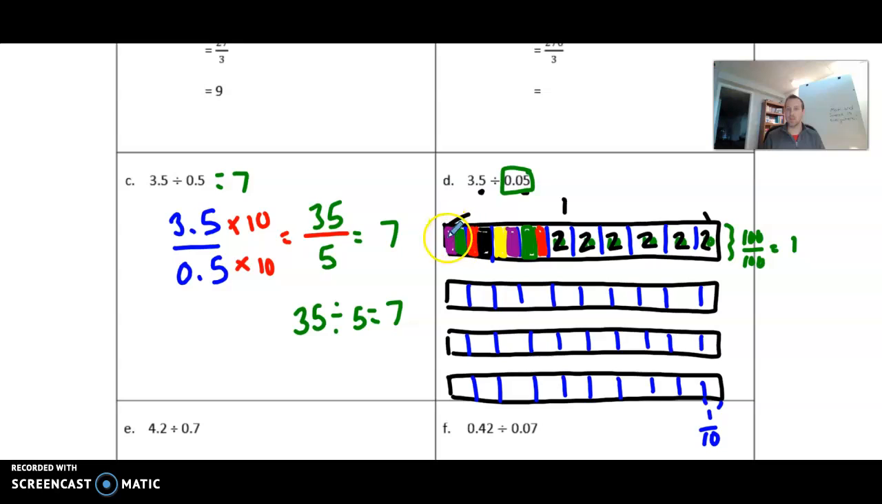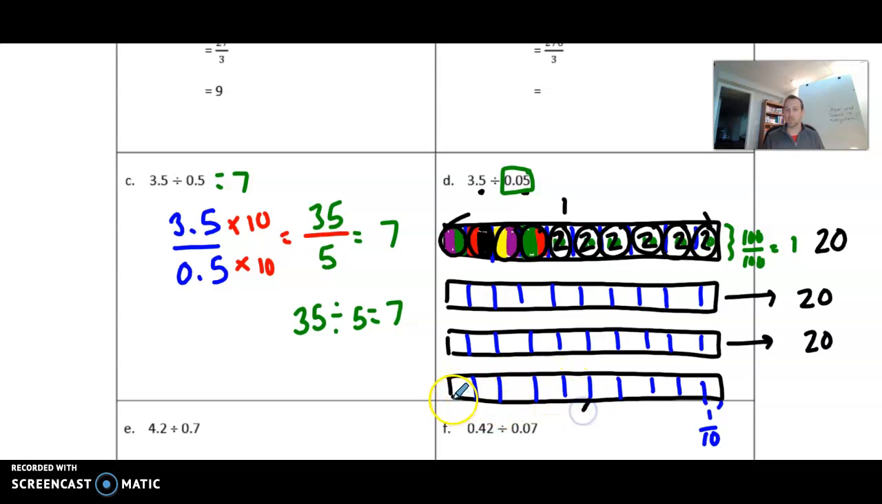So in reality, we have 2, 4, 6, 8, 10, 12, 14, 16, 18, 20. We have 20 parts in this one. So guess what this means? There's 20 parts in this one. Okay? And we only needed 5 tenths in this one. 1, 2, 3, 4, 5. We'll label that 5 tenths.